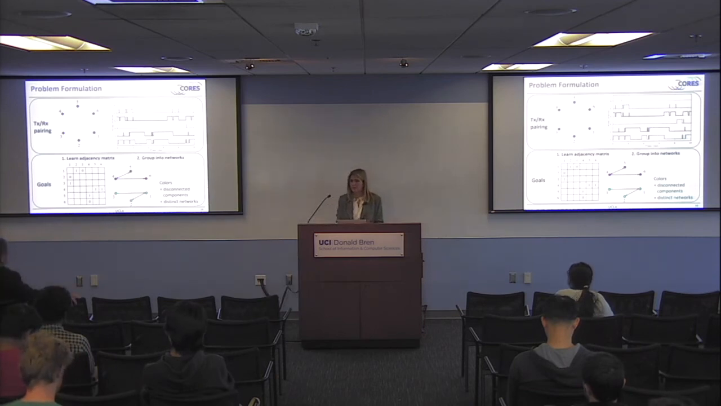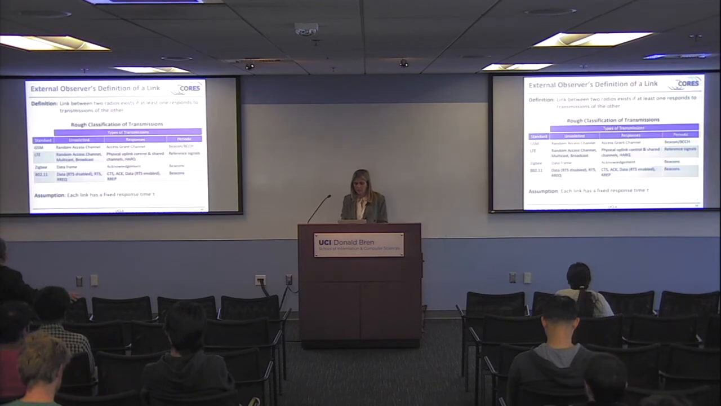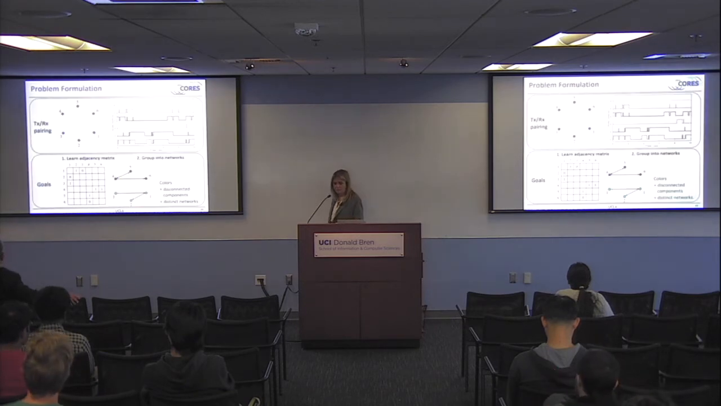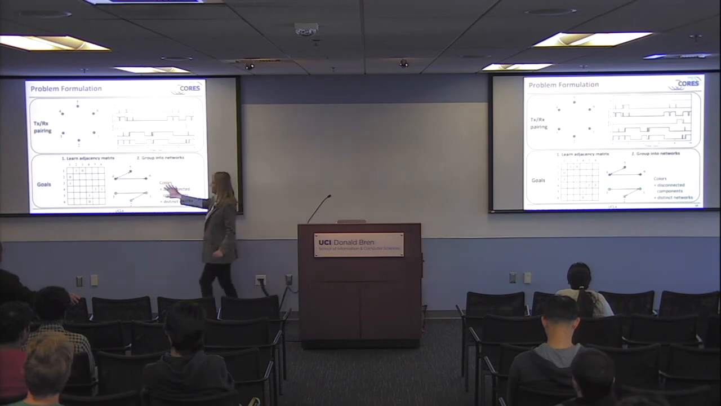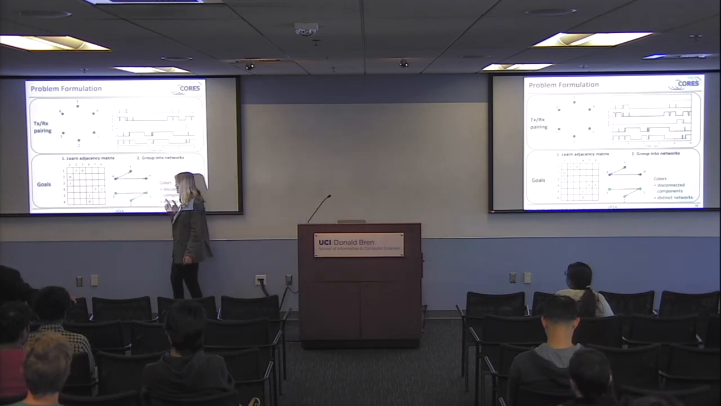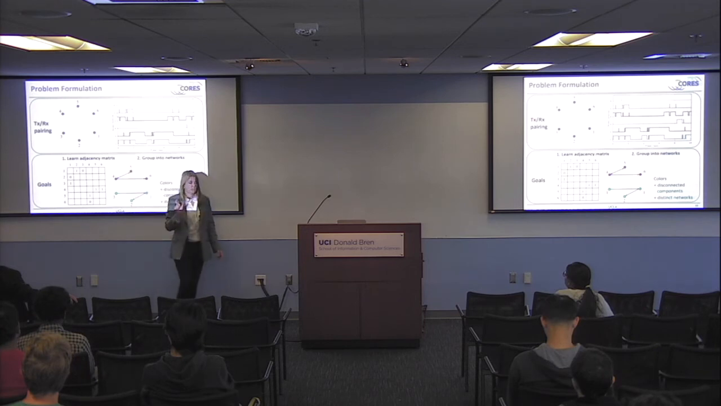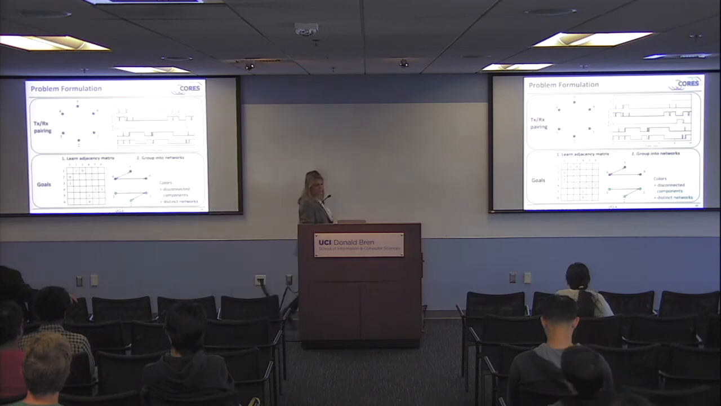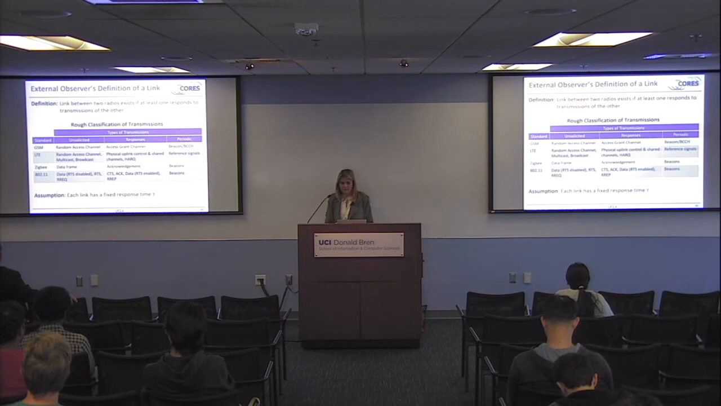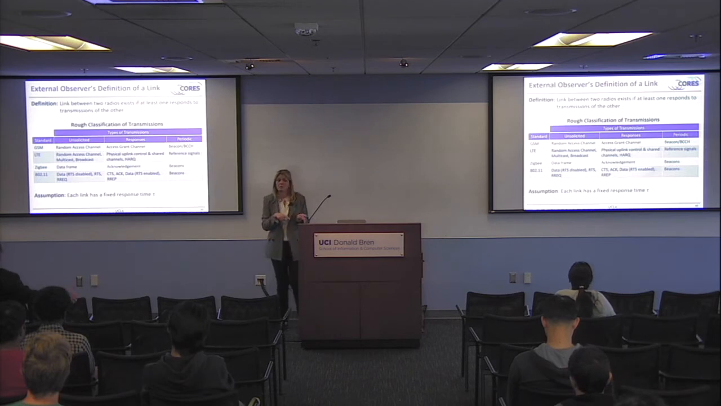Is this problem clear now? So basically, we want to find what I call a topology. If you think about these as two networks and this is their topologies, effectively what I'm learning is this edge. And it can be one directional, it could be two directional. Okay? So the edge exists, and this is our assumption that if two radios are connected with an edge, at least one responds to the transmission of the other.